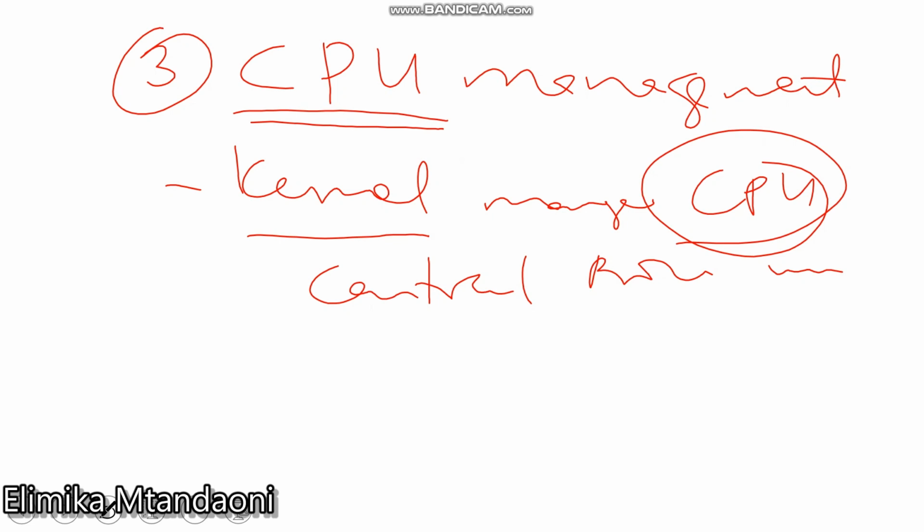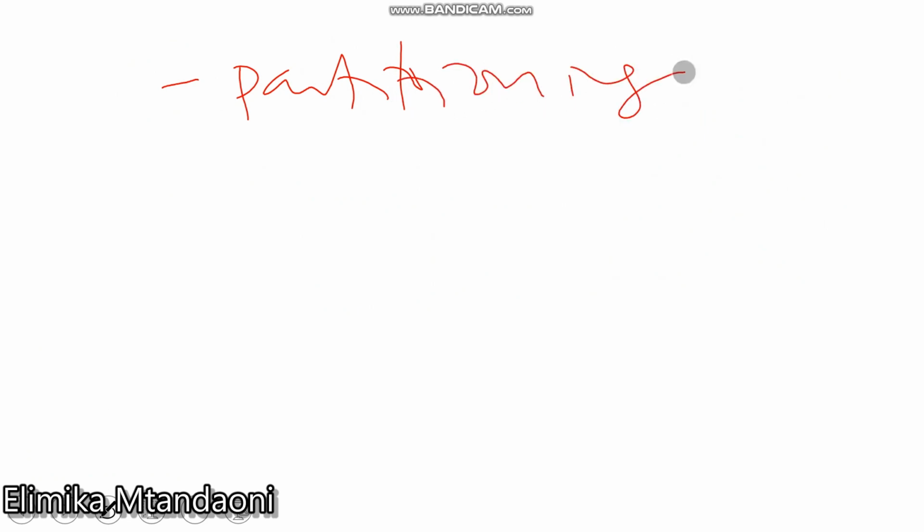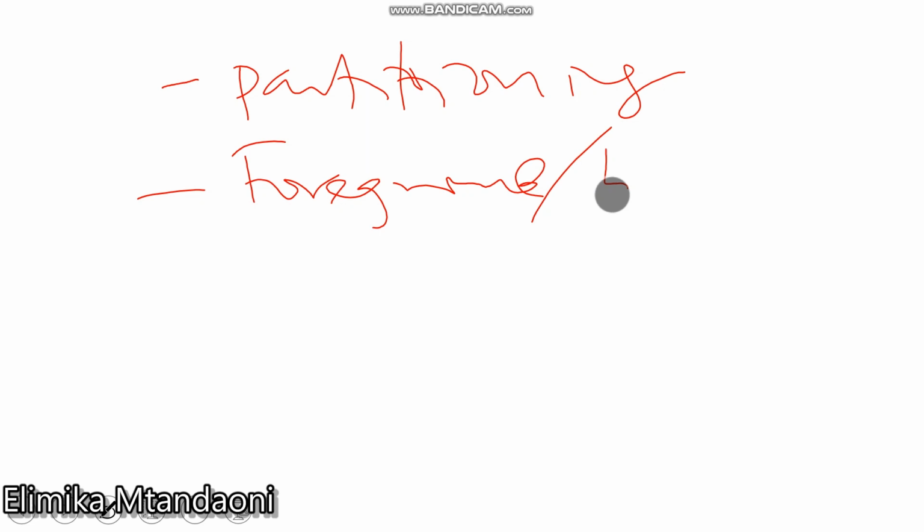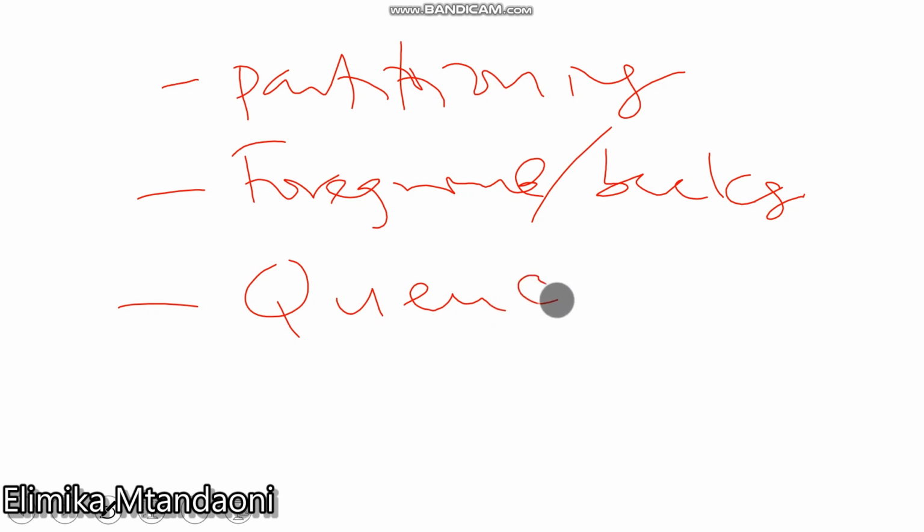Now, in what ways does the operating system manage memory? Let us talk about that. There are about three ways that the operating system manages memory. The first one is partitioning. The second way is foreground/background. And another one is through queues. Let us discuss these one after another, starting with partitioning.